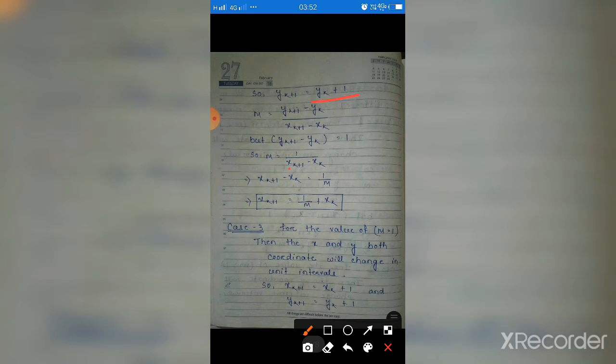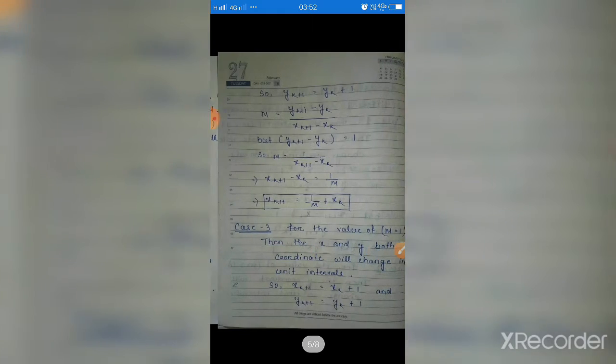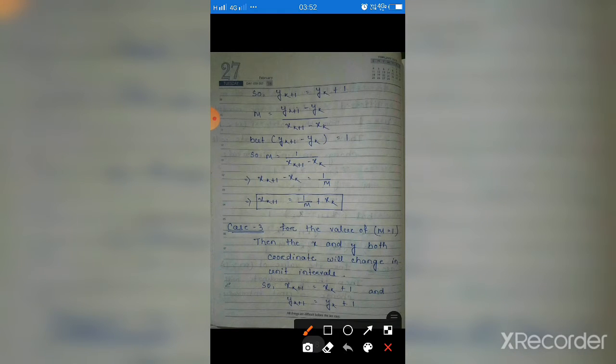So here we have to find out two formulas. Sk plus 1 equals 1 by m plus sk, and yk plus 1 equals yk plus 1. This will be possible where m is greater than 1, or slope of the line is greater than 1. In that case we have to find out the sk plus 1 and yk plus 1. This is the formula.